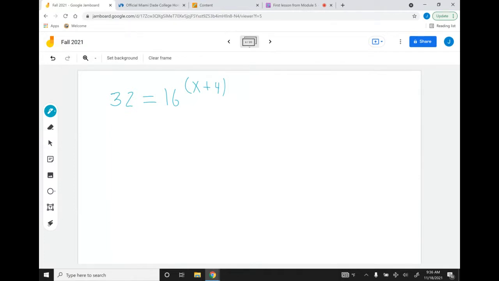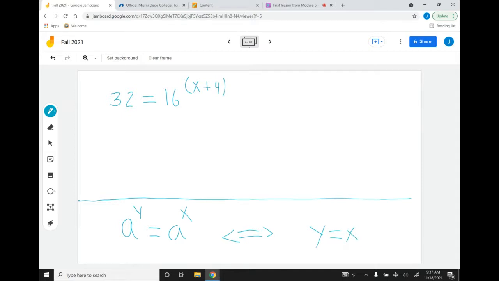Okay. So I'm going to show you a new property that is going to make it work. But I'll show it to you when we get there. I'm going to write it here. So the argument is this, that if you have an equation where the bases are the same, it only makes sense that the exponents must be the same.